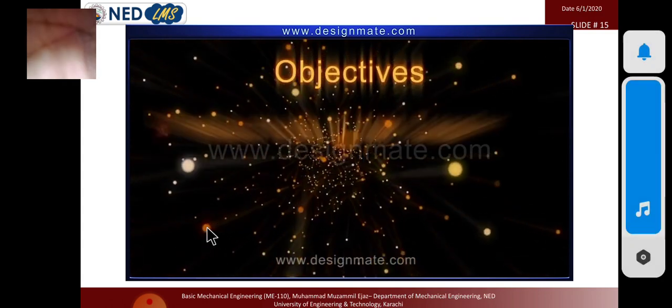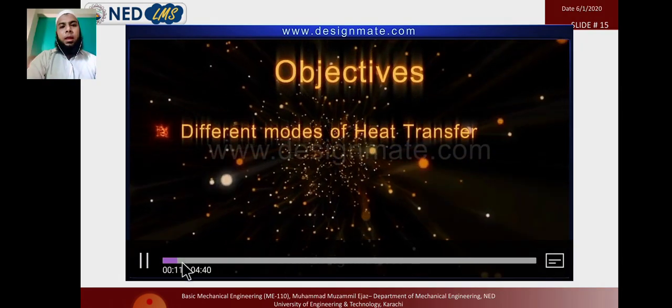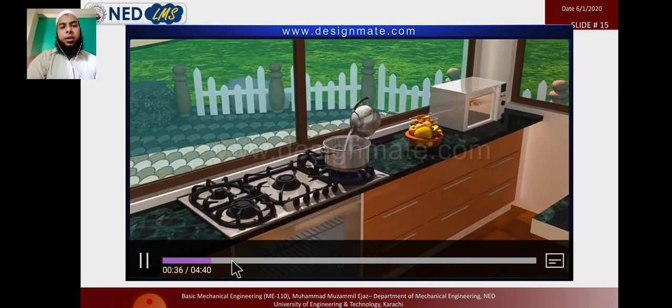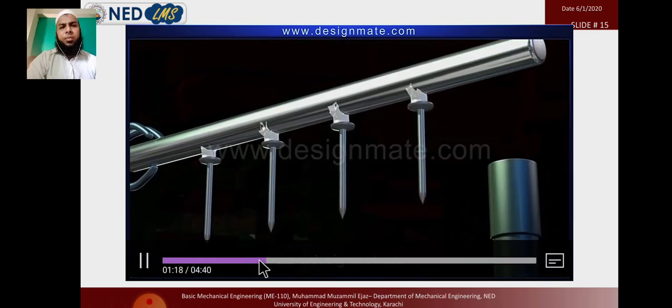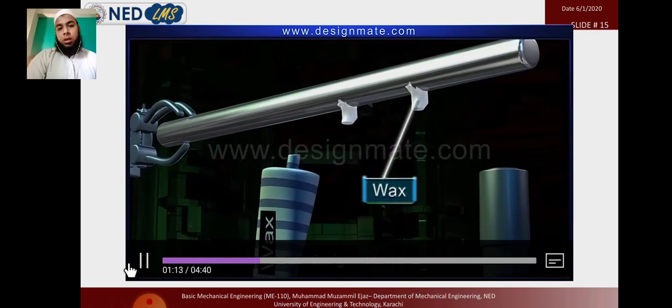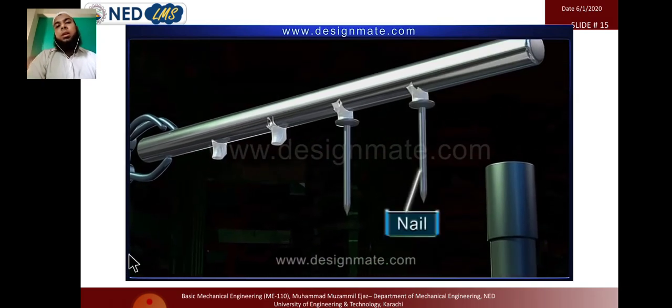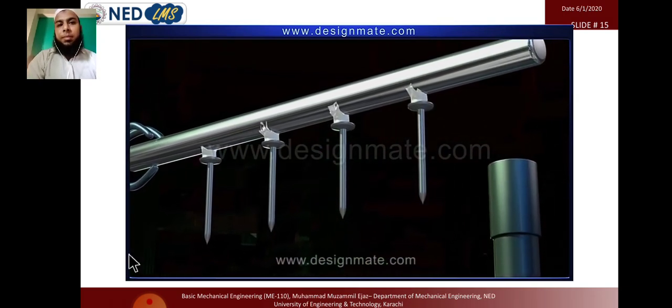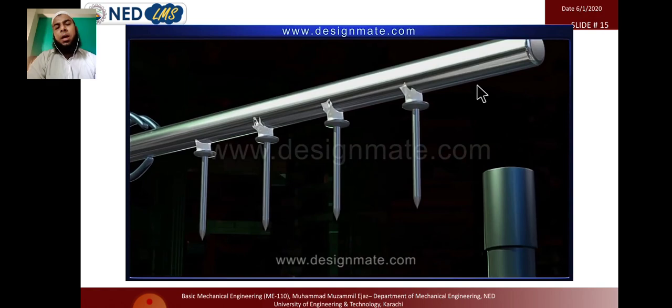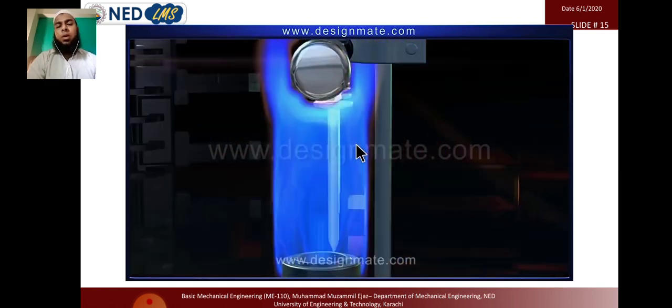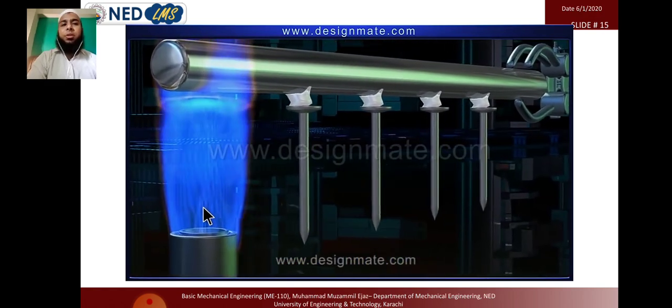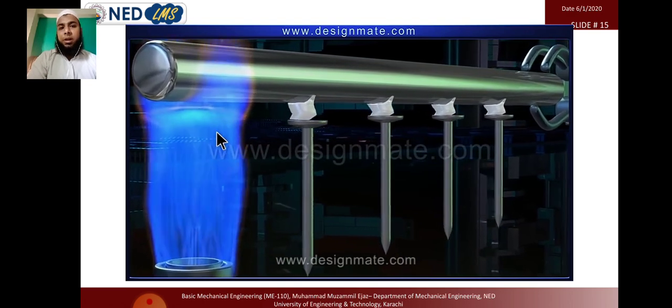Objectives. See the different... the actual amount of heat transfer in the starting. Yes, the conduction is more prominent in solids, especially in metals. So this is the experiment. This kind of experiment also takes place in our mechanical engineering lab of heat transfer.